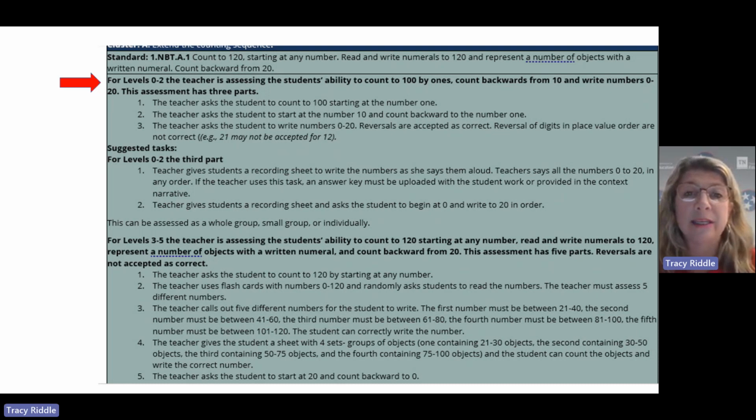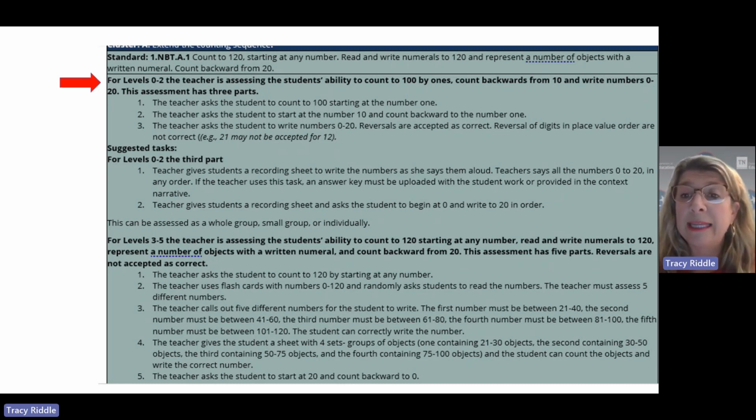First, the teacher will ask the student to count to 100, starting at the number 1, and go to 100. Second, the teacher will ask the student to start at the number 10 and count backward to the number 1. And the third part, the teacher is asking the student to write numbers 0 through 20.